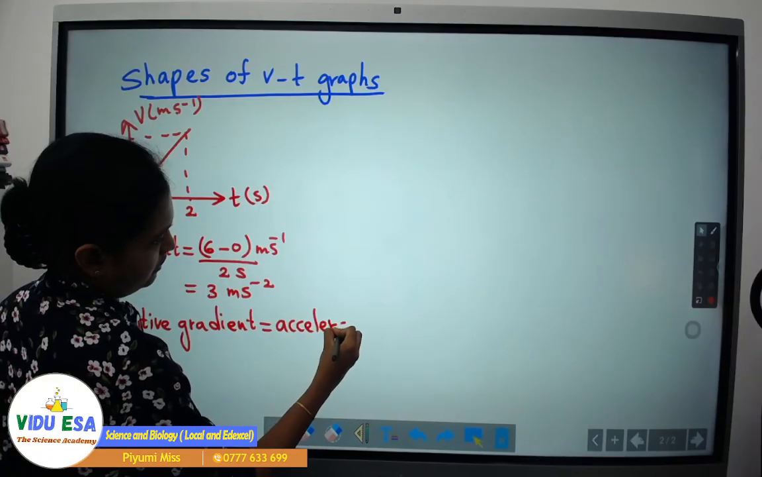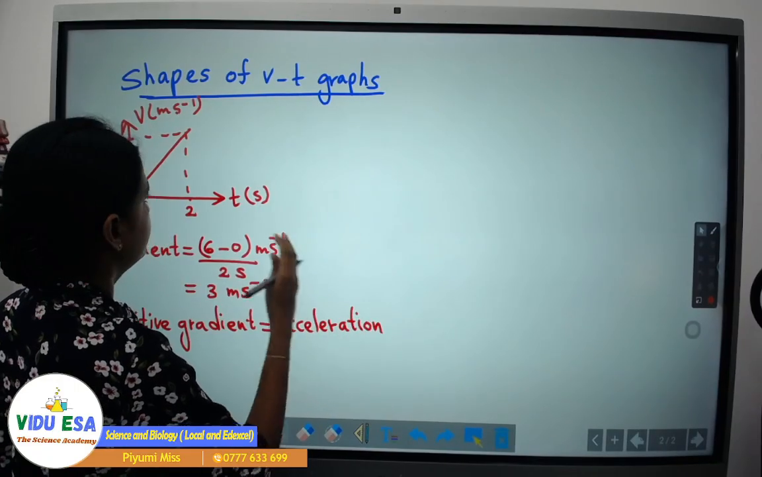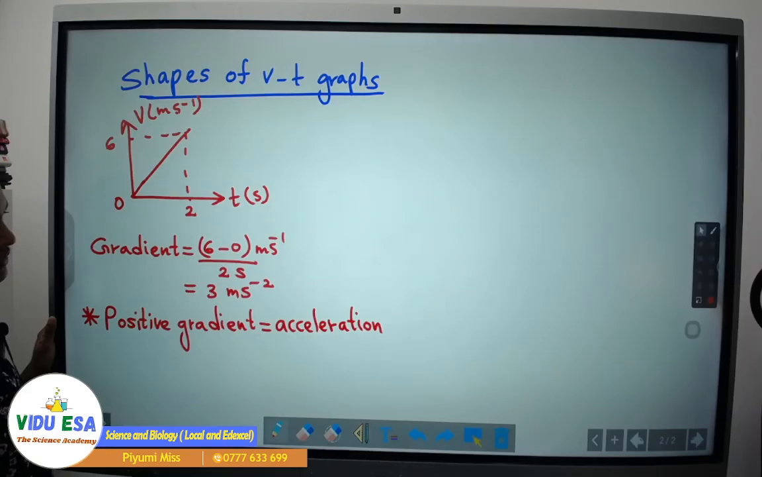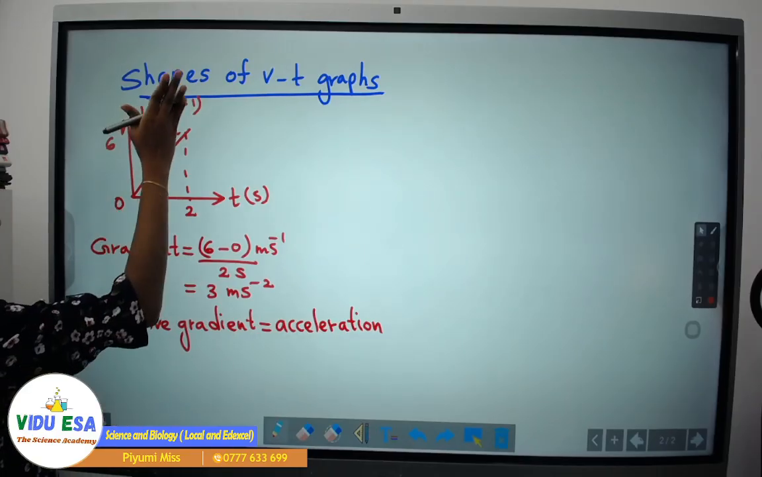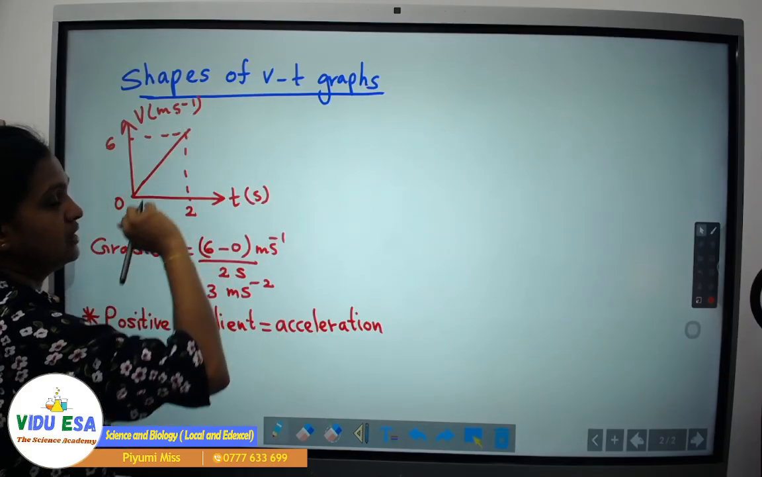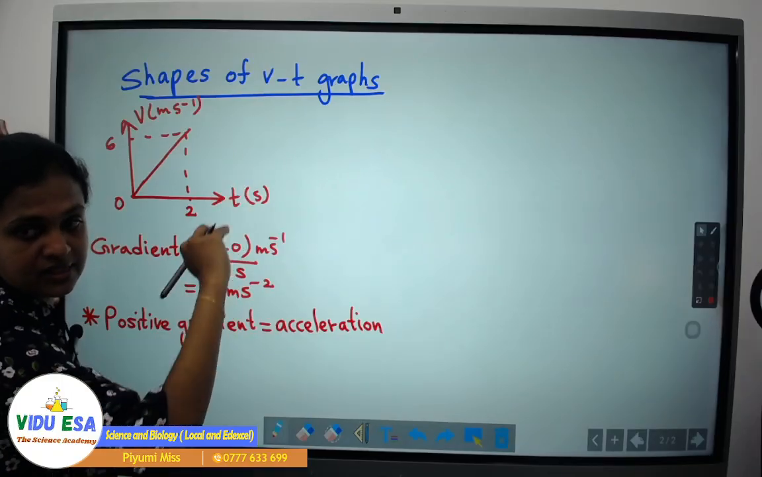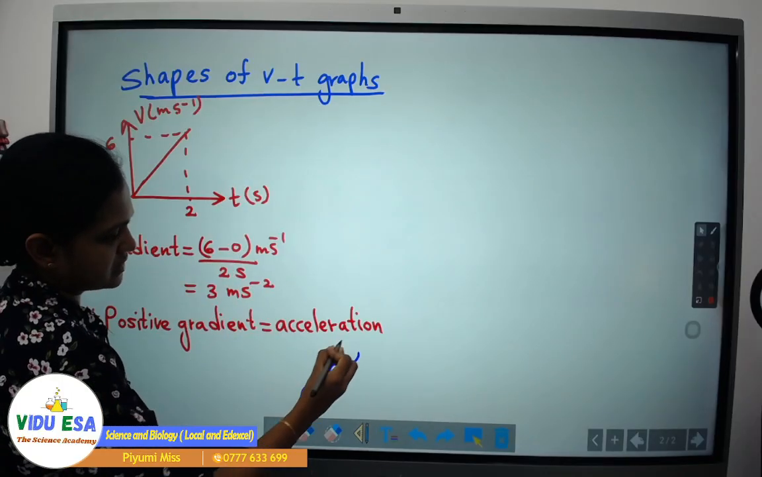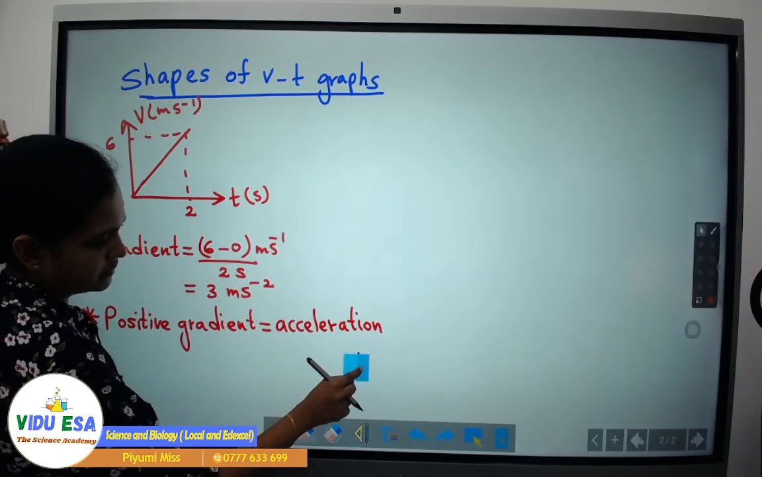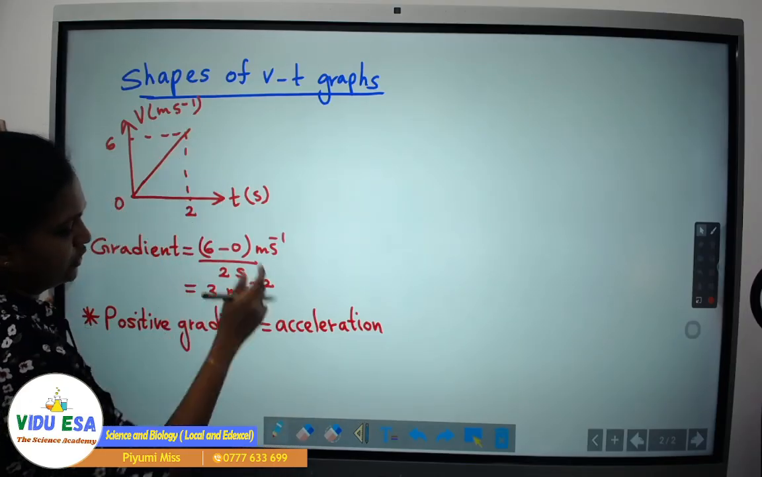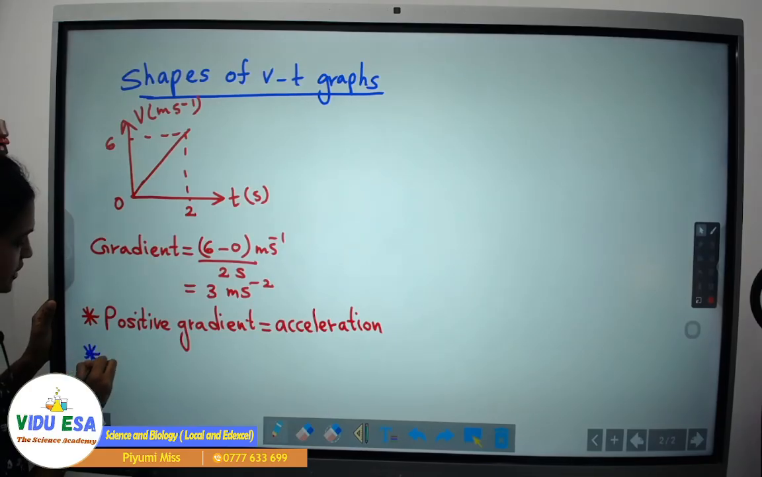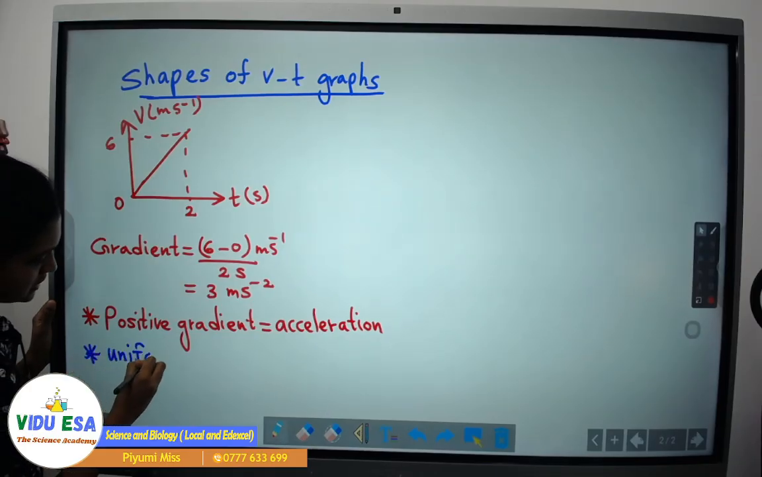So when we have this type of a graph, when we are describing the motion, we have to say that this is a uniform acceleration. Why? The slope is constant, the gradient is constant. It is not something like this. If it is like this, we can't say that it is uniform. But here we are given a uniform gradient, therefore we can say that this is a uniform acceleration.